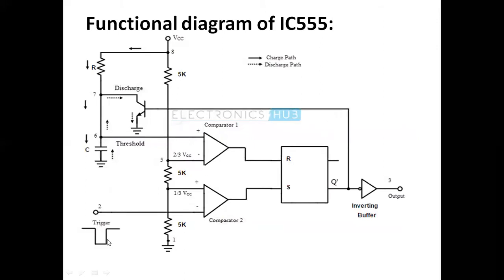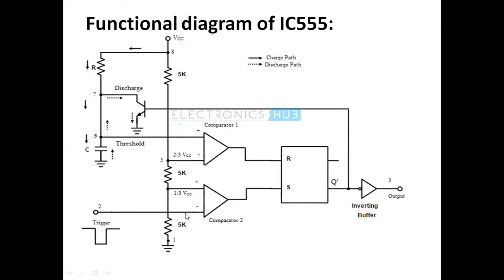whenever we apply a negative trigger pulse to the second pin, that means this voltage is applied to the inverting terminal of the comparator. Already we have the voltage at the non-inverting terminal of the comparator as 1 by 3 VCC. So here we are applying a negative trigger pulse. Whenever we apply a negative trigger pulse, the voltage at this point is less than 1 by 3 VCC.